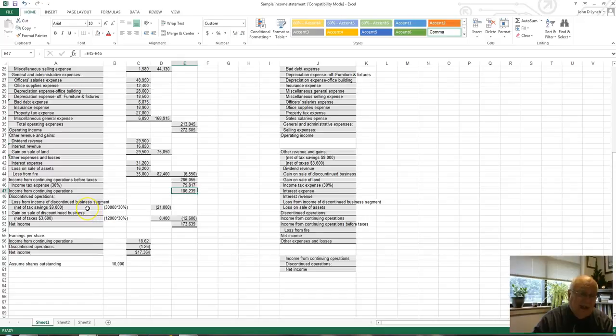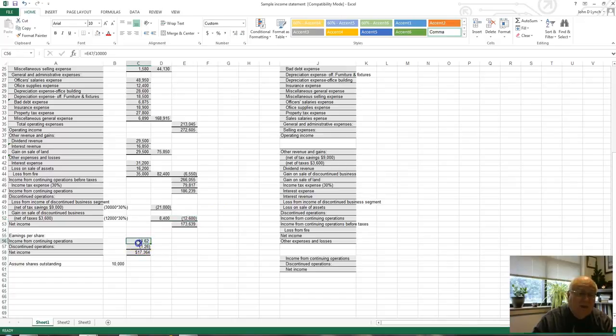That's why the loss is a tax savings. The gain is net of taxes, and you report them. Basically, you don't report the full amount on either one of them because you don't absorb the whole gain, because it reduces your taxes by $9,000. So you have a $21,000 loss. This one, the $12,000 is reduced by the taxes of $3,600, so you report $8,400 for a total in this case of a minus $12,600.